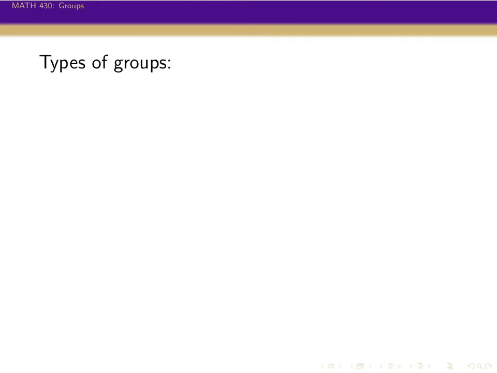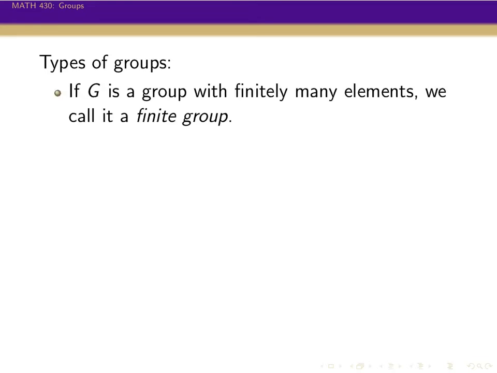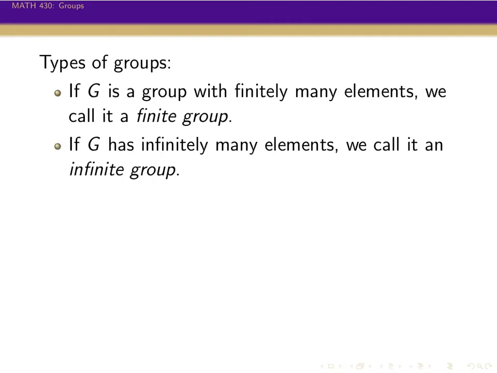Okay, so let's talk about some broad different types of groups. If a group has only finitely many elements, there's only finitely many things in the set, then we're going to be really creative and call it a finite group. On the other hand, if it has infinitely many elements, like the integers or the rational numbers or real numbers, then we're going to call it an infinite group.